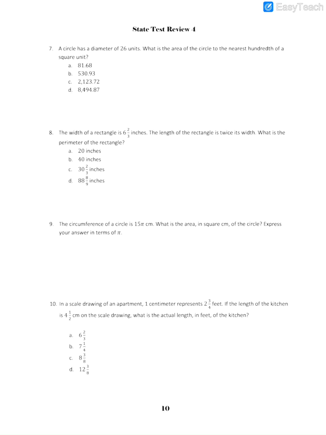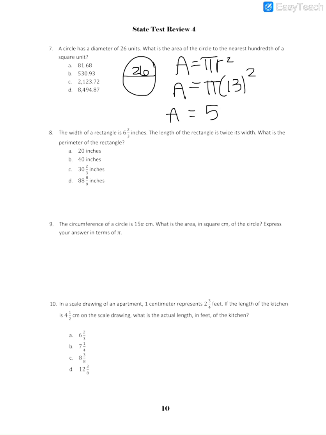All right, number 7. A circle has a diameter of 26 units. What is the area of the circle to the nearest hundredth? Okay, so I want to draw my picture. I have a circle with a diameter of 26. The area of a circle I know is pi r squared. And I definitely want to be cutting this 26 in half so that it is the radius and not the diameter. Okay, so now I'm entering this into my calculator and I get 530.93.